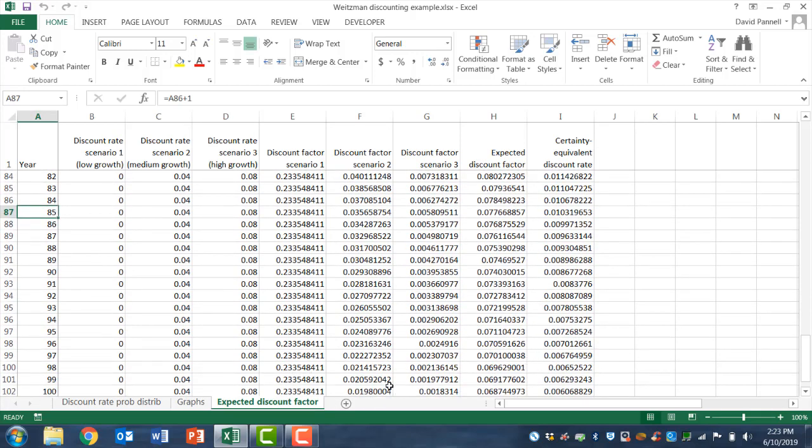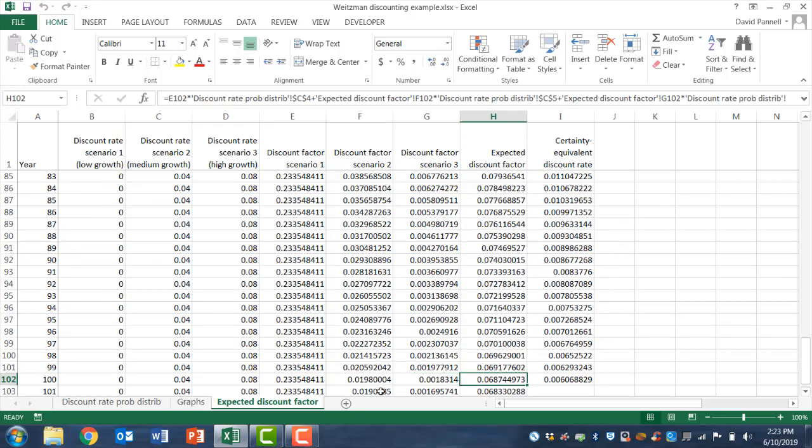okay, it is about 2%, so 1.8%. Sorry, that's not the one I'm looking at. There it is. Yes, 2%. That's 1.9, it's almost exactly 2%, 1.98% is the discount factor if we use the mean discount rate of 4% in year 100. Whereas if we use the expected discount factor, it's actually about 7%. So it's increased the weight that we give to a benefit in year 100 by a factor of 3.5, roughly.